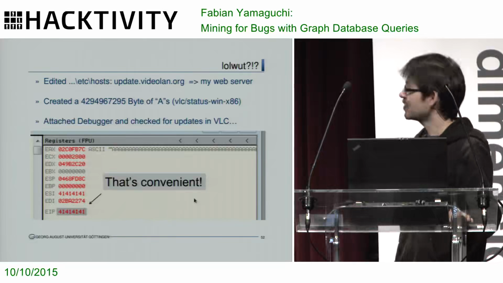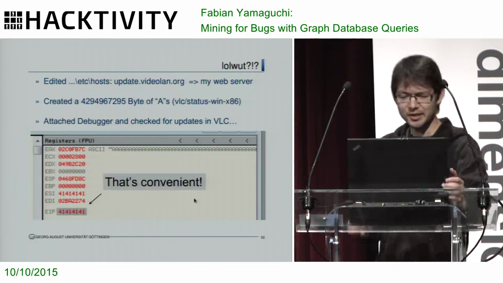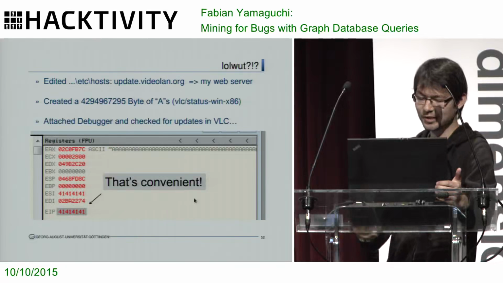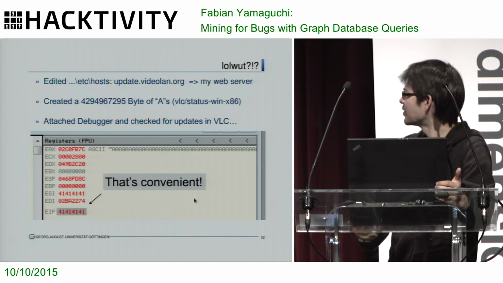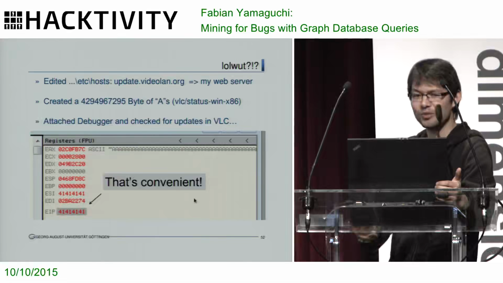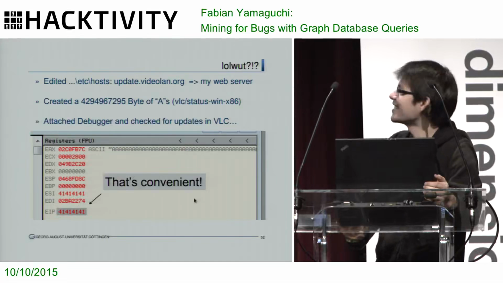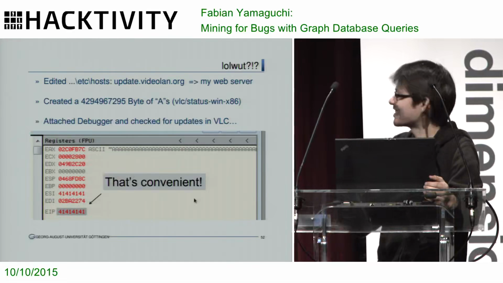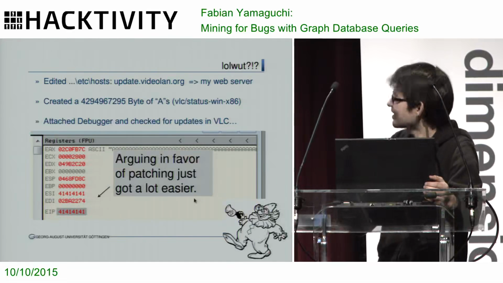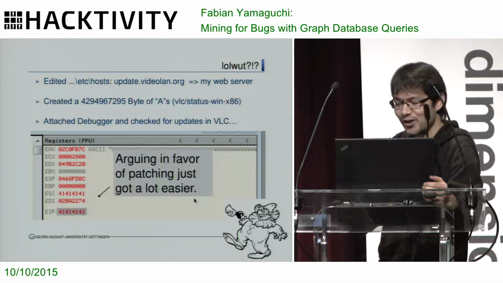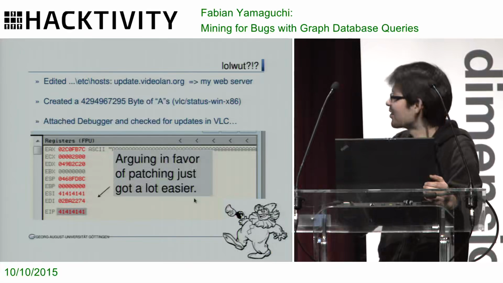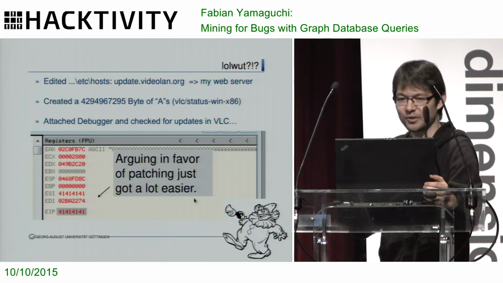And that's very, very convenient, because typically, when you start to debug something like this, you have to do a lot of work to get the instruction pointer to point to your A's, right? But in this case, actually it worked immediately, and we're going to see in a minute why that is the case. The nice thing is, arguing in favor of patching gets very, very easy if you already control EIP. There's no question now. This is a security bug. People can tell my program where to jump next.